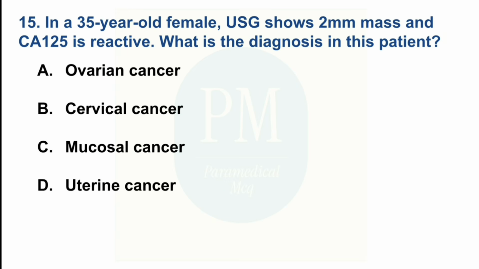In a 35-year-old female, USG shows 2 mm mass and CA125 is reactive. What is the diagnosis in this patient? Option A, ovarian cancer. Option B, cervical cancer. Option C, mucosal cancer. Option D, uterine cancer. The correct option is option A, ovarian cancer.